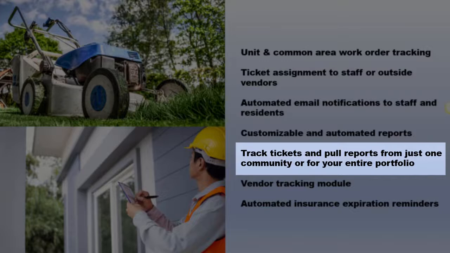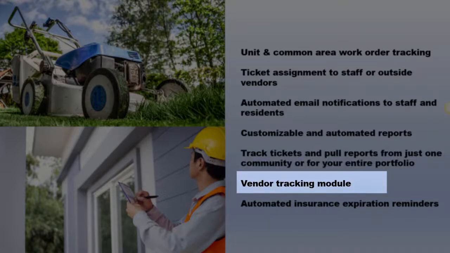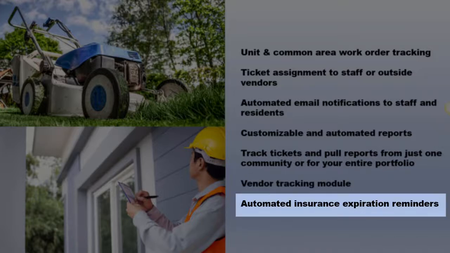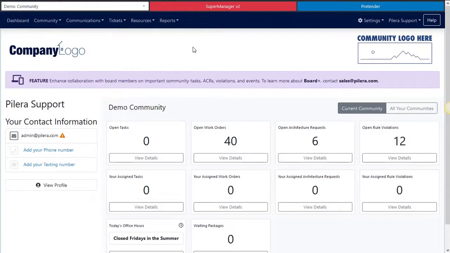One of our popular features with management companies is the ability to run reports and do searches across your entire portfolio, which is a great time saver. Also included in the maintenance product is our powerful vendor tracking module, which includes the ability to set automated insurance expiration reminders to go out to your vendors. Let's go ahead and start.